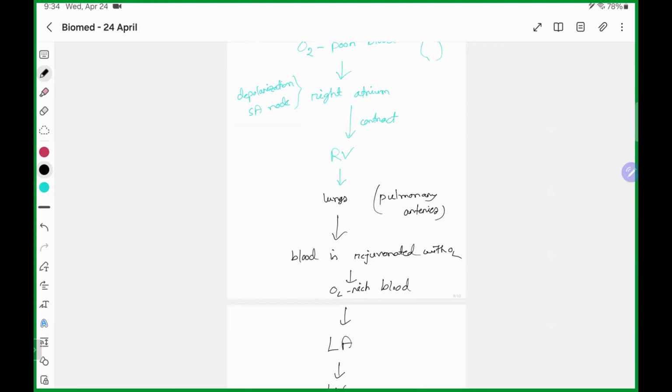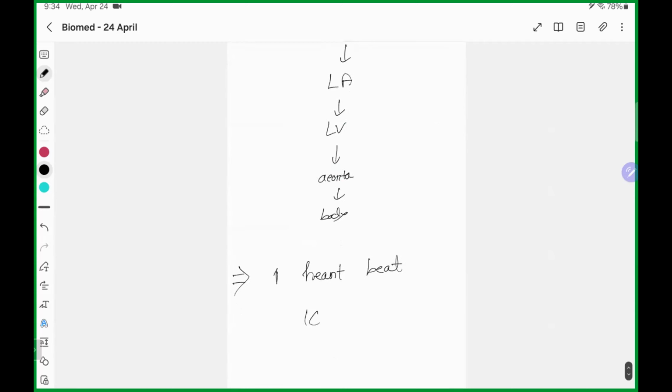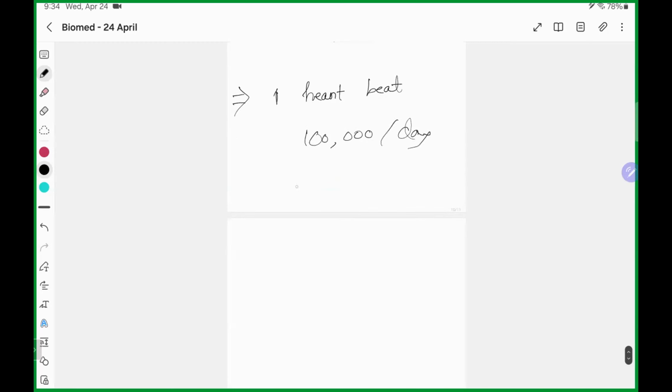So you see, this is the entire process that is happening, and it is happening continuously, every second. Every minute it is like 80 times a minute, I think. This is only one heartbeat. This whole process is equivalent to only one heartbeat, and it happens around 100,000 times per day. So this is the actual process of heart function, the heart beating process.